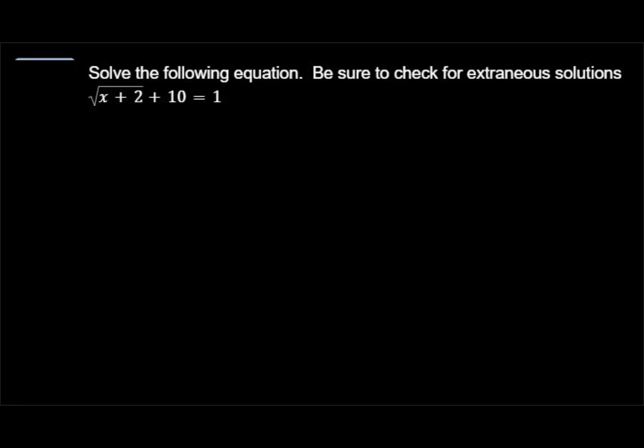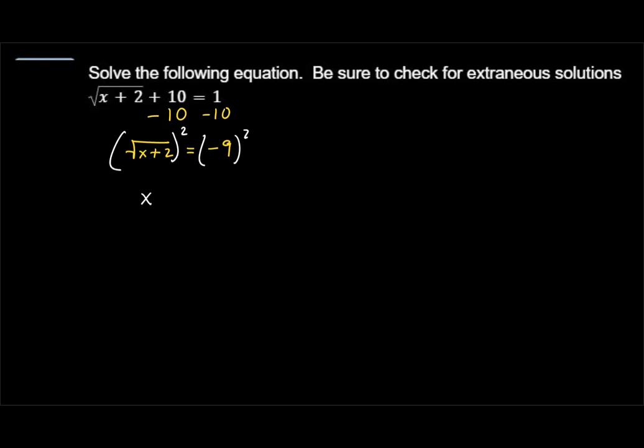In this example, we're going to be solving another equation. So we have the square root of the sum of x and 2 with the plus 10 on the outside equal to 1. So taking the typical approach, we're going to get rid of anything outside the radical by subtracting 10 from both sides, giving us the square root of x plus 2 equals negative 9. The next step will be to square both sides of the equation to get rid of the radical.